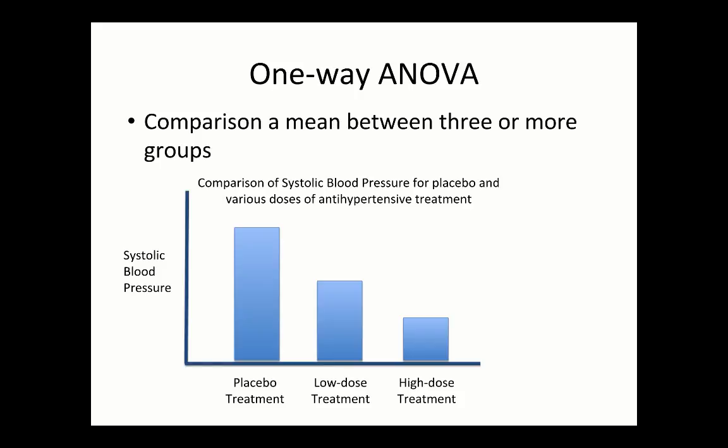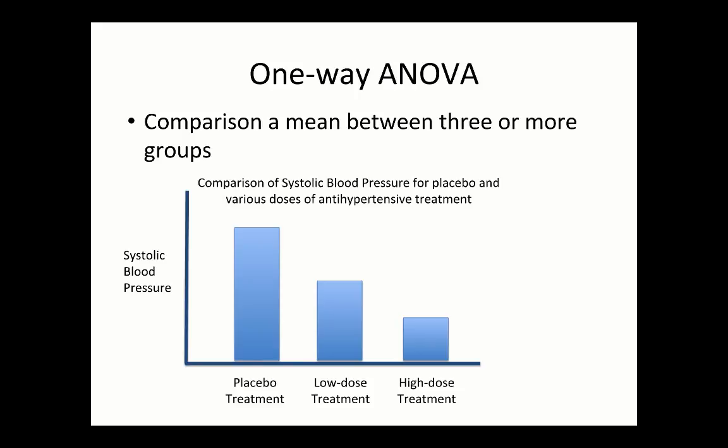The null hypothesis is that the average systolic blood pressure after placebo, low dose, or high dose of antihypertensive treatment is the same. What is the alternative hypothesis? The alternative is that the average systolic blood pressure is different in at least one of the groups, either placebo, low dose, or high dose of antihypertensive treatment. Assume we set our alpha level at 0.05.